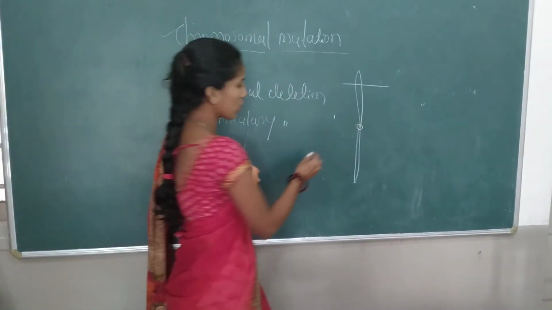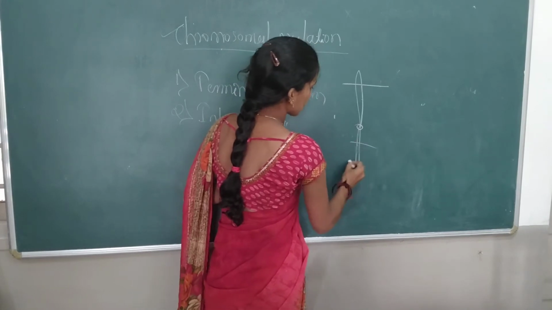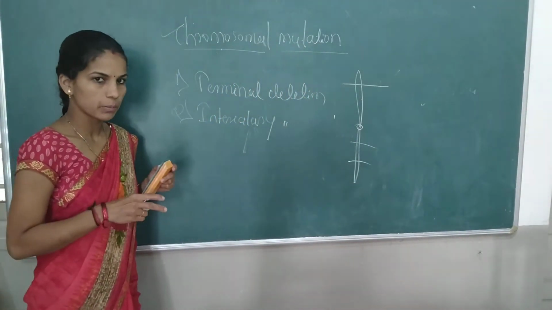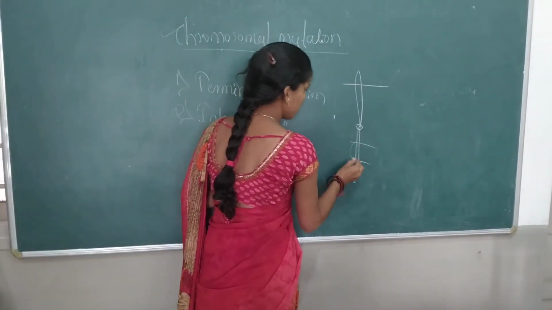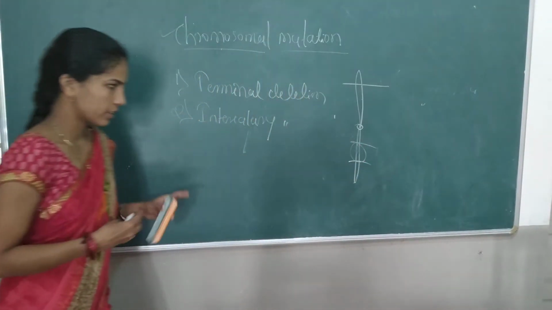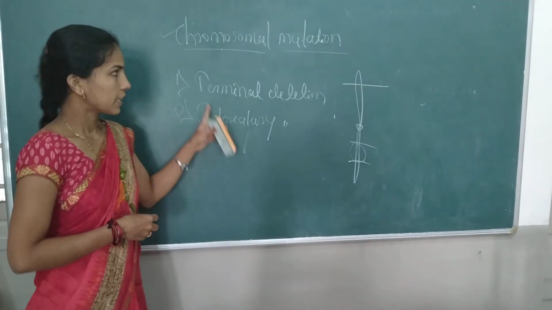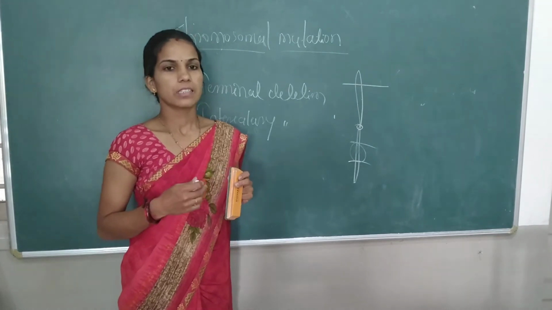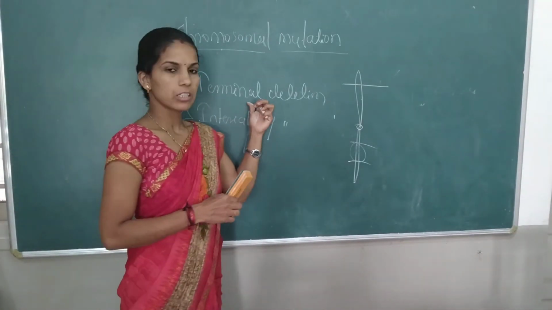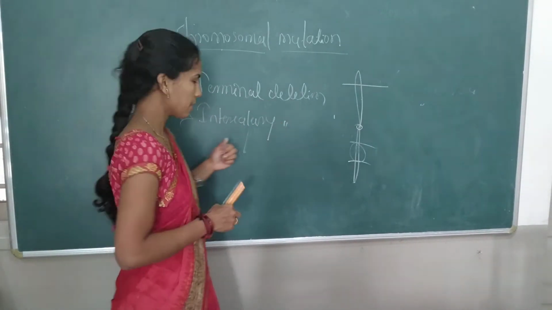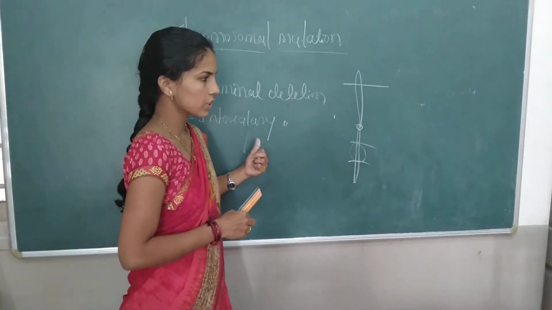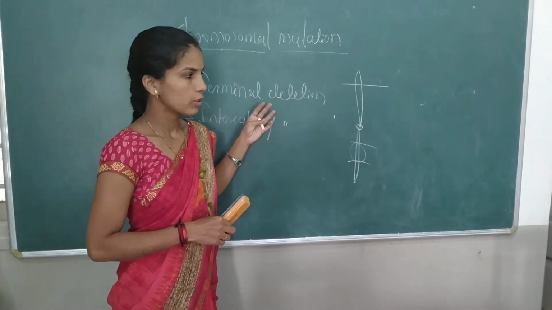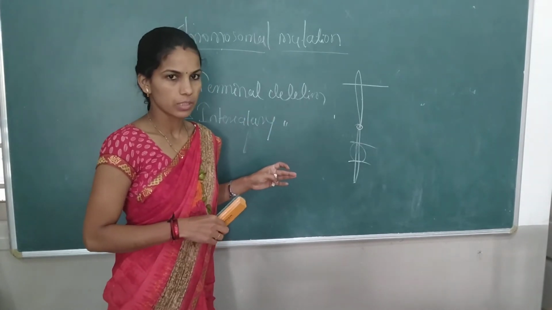Intercalary means it occurs in the middle portion. Two breaks are there. In the second type, two breaks occur and the center part will be deleted here. That we call the intercalary deletion. In the case of deletion or deficiency, both words are synonyms. If the terminal deletion occurs, then we call it deficiency. If the intercalary deletion occurs, then we call it deletion here. So both words we call synonyms here.